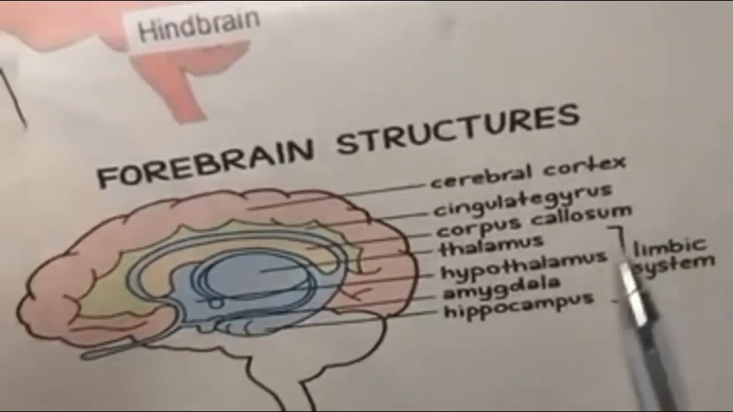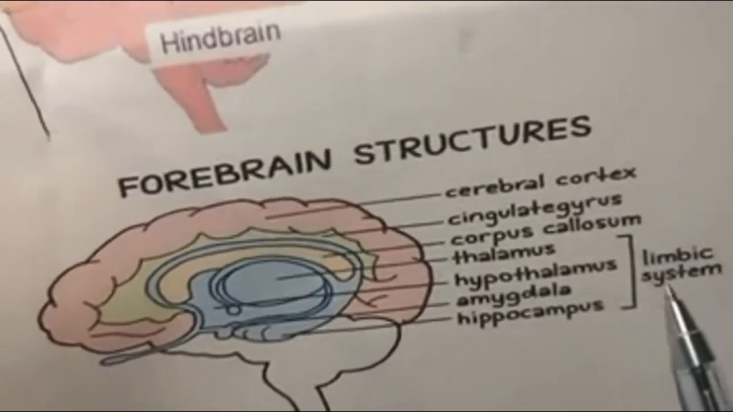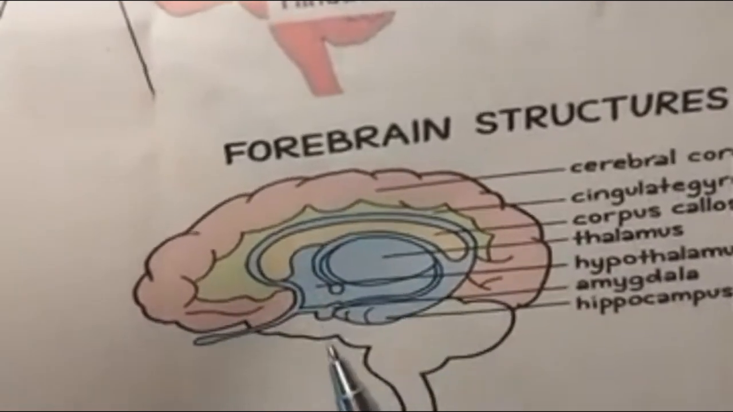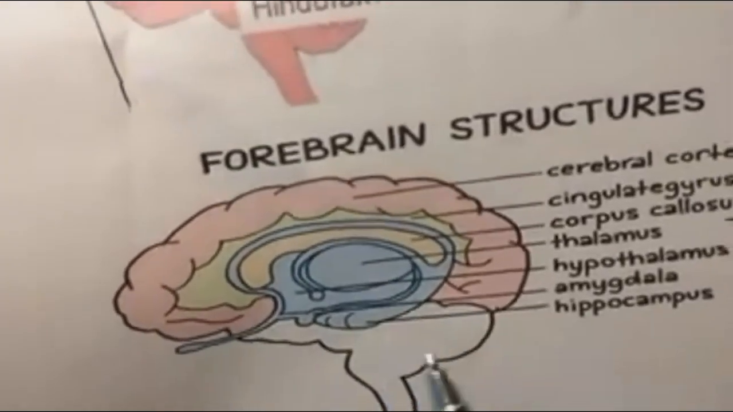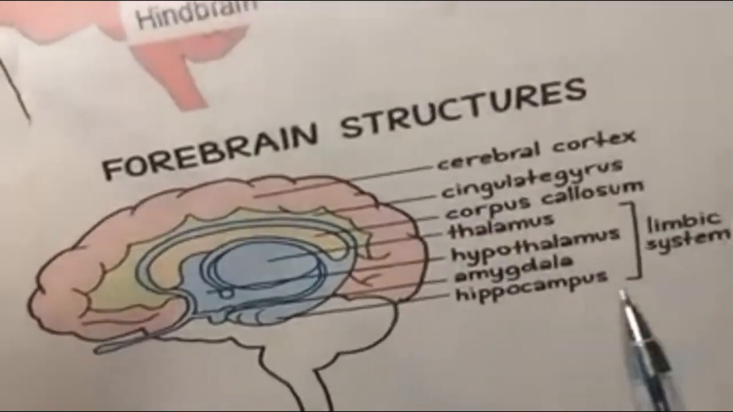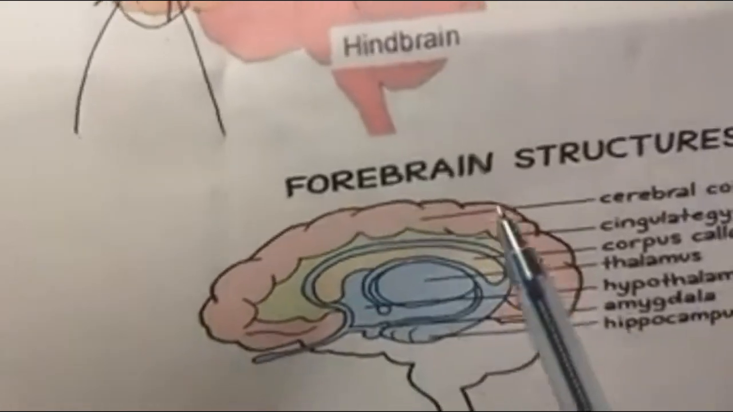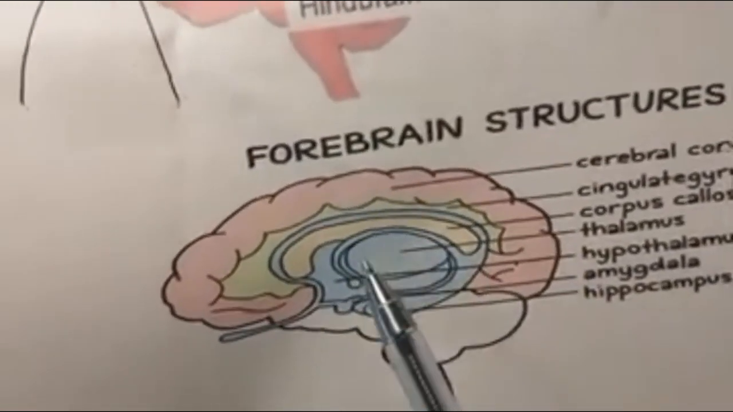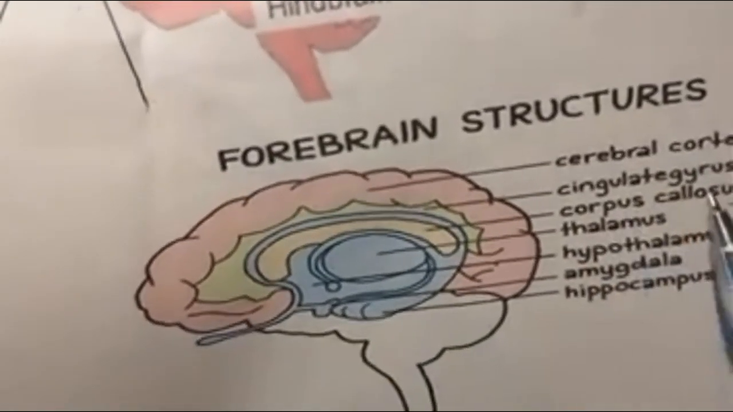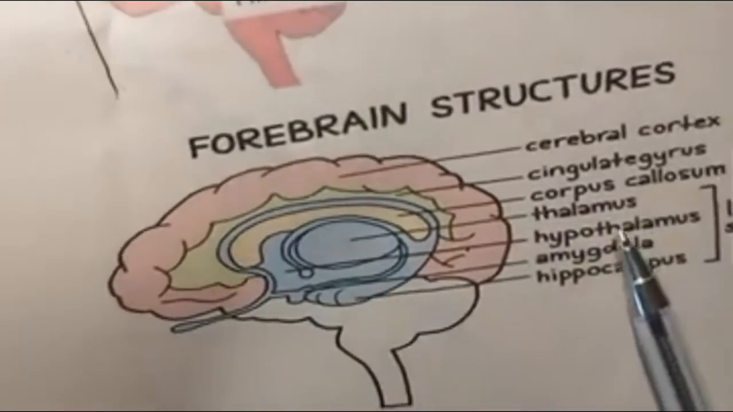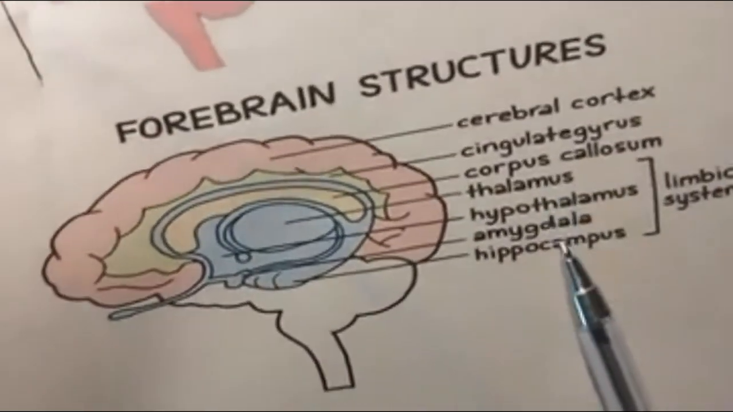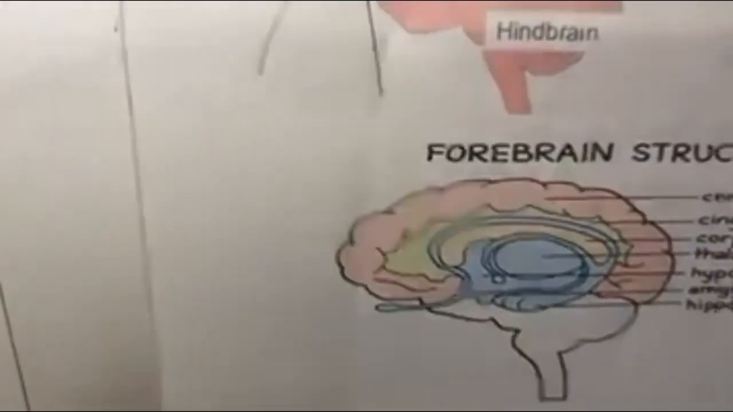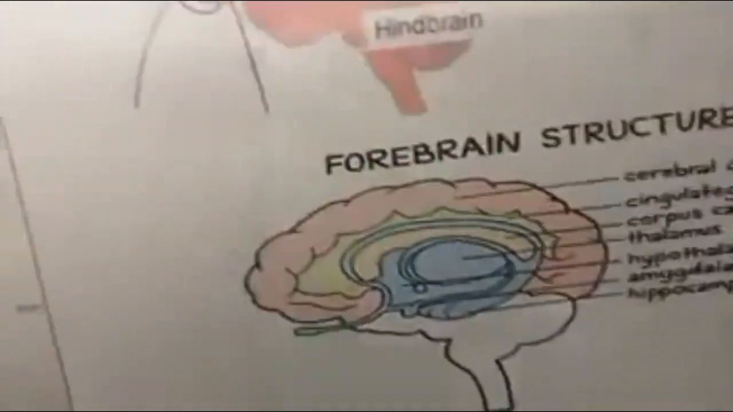The limbic system is a very important system that carries out lots of involuntary functions of the body, and the parts are thalamus, hypothalamus, amygdala, and hippocampus. You don't need to remember these four names, just understand that the forebrain has a cerebral cortex, a cingulate gyrus, and a central connection of neurons called the corpus callosum. It connects the right half with the left half of the forebrain, and there is a part called the limbic system which has different parts. Thalamus, hypothalamus, amygdala, and hippocampus are the parts of the limbic system. Again, you don't need to remember these detailed parts.